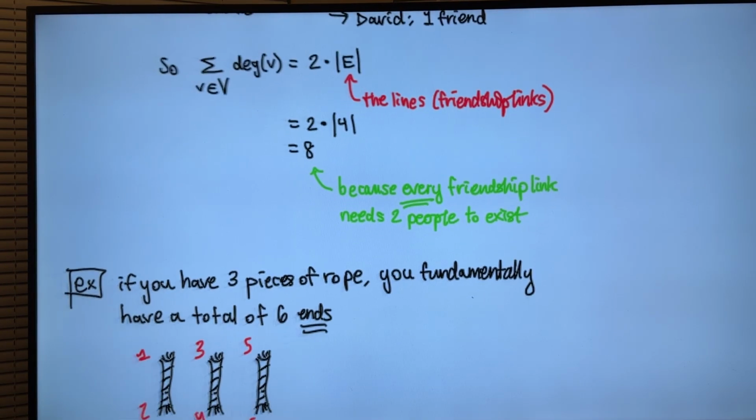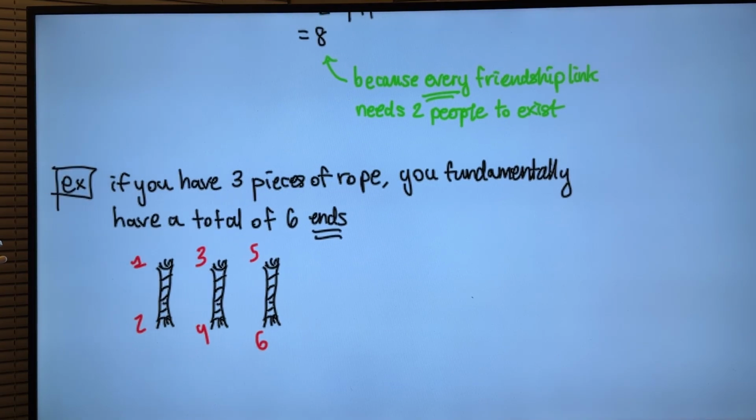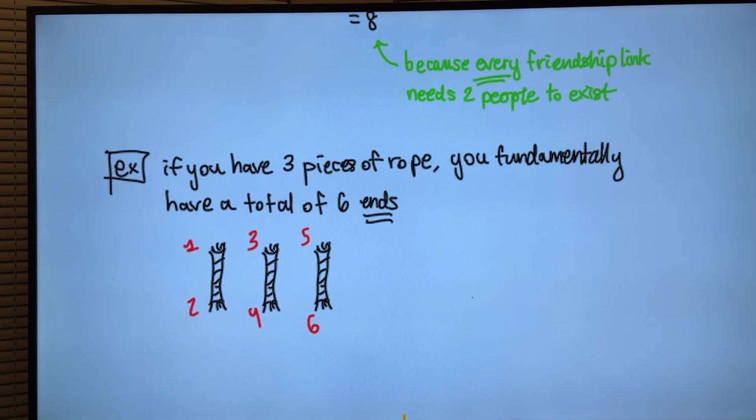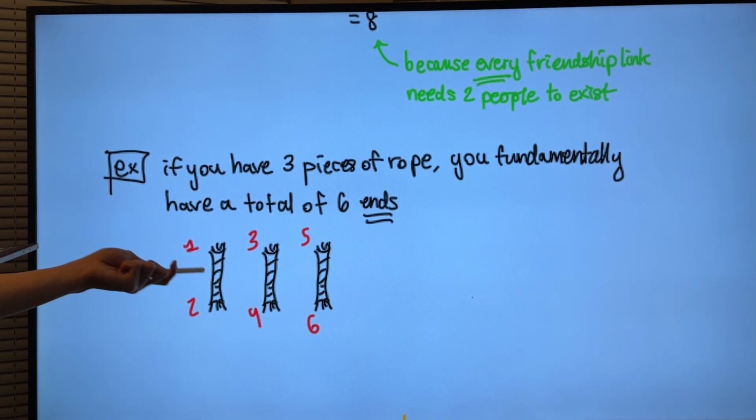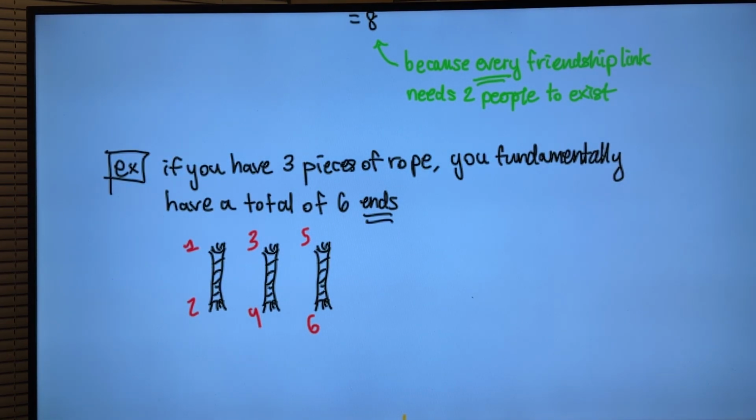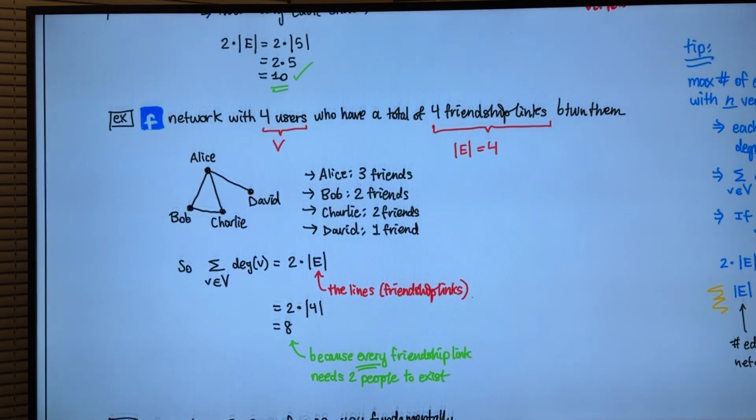Okay, another example, similar to the cable one, but I drew it out because it's a little easier for me to visualize too. If you have 3 pieces of rope, you fundamentally have a total of 6 ends. 1, 2, 3, 4, 5, 6. You are counting the top and the bottom end, okay? So that is what we mean essentially by the handshake lemma.